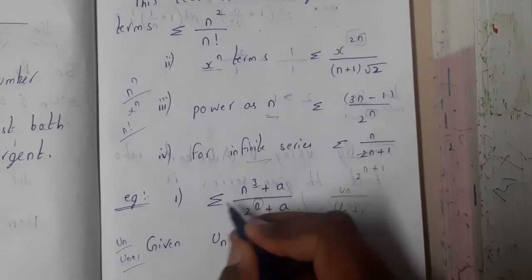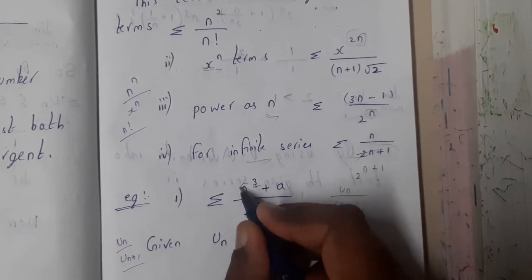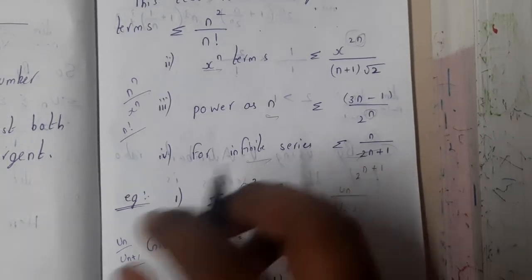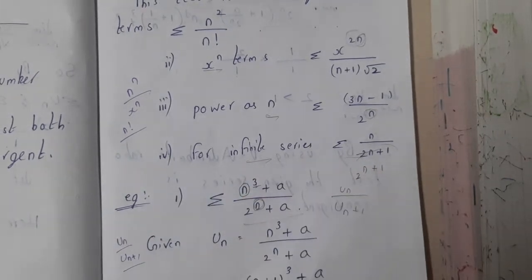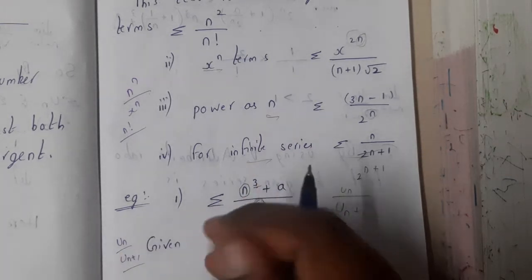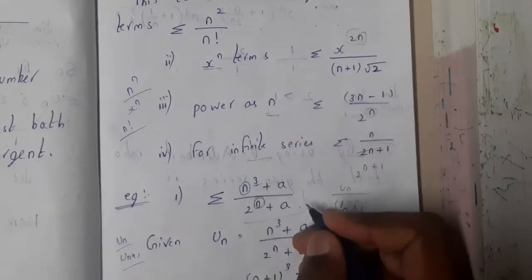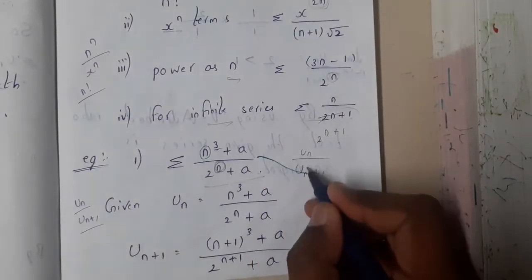Sigma of (n cube plus a) by (2 power n plus a). If you observe, one n is in normal base and one n is in power. Here you might be getting confused, right? That is the reason why, from here on, you will be using the D'Alembert ratio test. Here we already know the value of u of n, right?